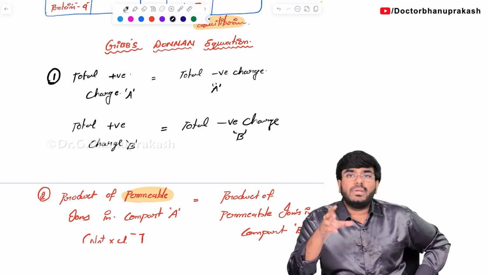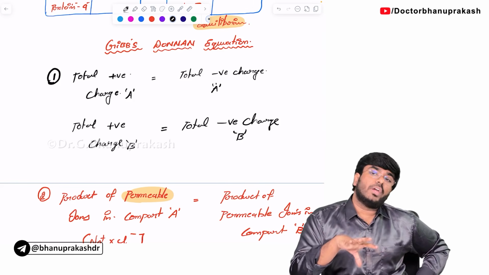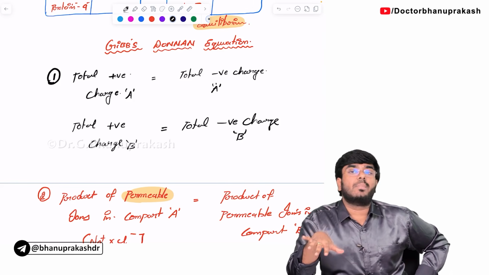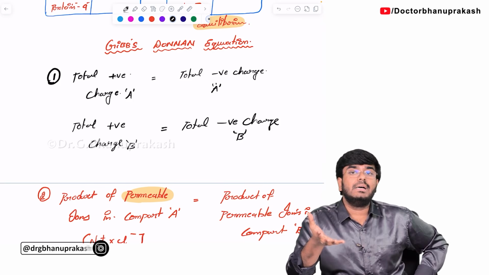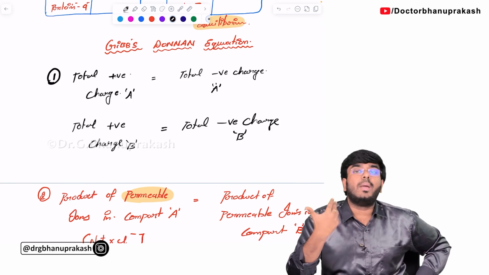Next, because of this Donnan effect, one of the compartments is going to have more ions and the other compartment is going to have fewer ions. That is going to create an osmolarity difference. One compartment is going to have more osmolarity because of the greater number of ions.